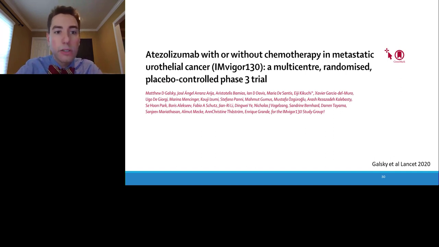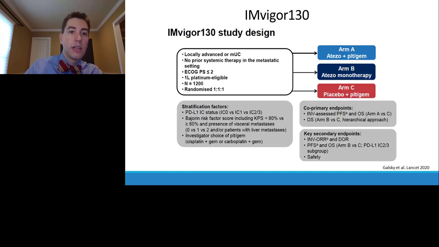And that also asks the question of whether or not you combine chemotherapy up front with a checkpoint inhibitor, and that's what this study, IMvigor 130, looked at, which was atezolizumab with or without chemotherapy in metastatic urothelial cancer. It was a multi-center randomized placebo-controlled phase 3. And here's the study schema of IMvigor 130.